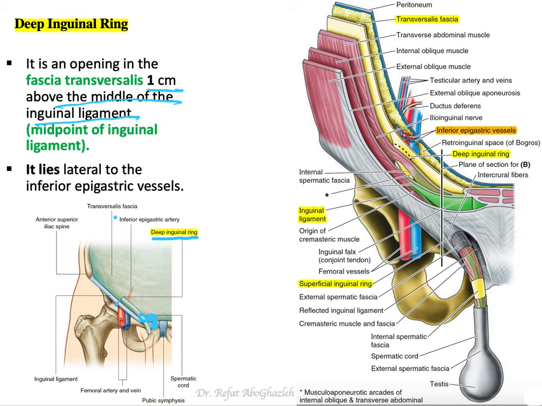Yes, here is a very important point, especially for those interested in surgery. Guys, look at the deep inguinal ring. This opening is located lateral to the inferior epigastric artery. Look at the inferior epigastric artery. It's lateral. The opening of the deep inguinal ring is lateral to the inferior epigastric artery. Please keep this in your mind.